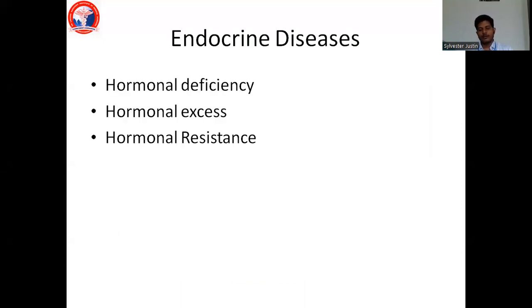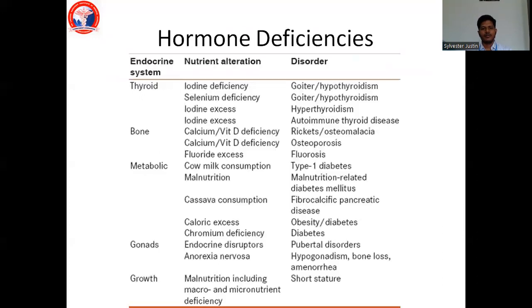In spite of all these regulatory mechanisms, the feedback mechanisms, the binding proteins, the circadian rhythms, the receptor desensitization, there may still sometimes be hormonal deficiency or excess. Another type of disease could be hormone resistance, where the hormone is present in the normal amount, but the end organ is not able to act. So these are the main types of endocrine diseases.